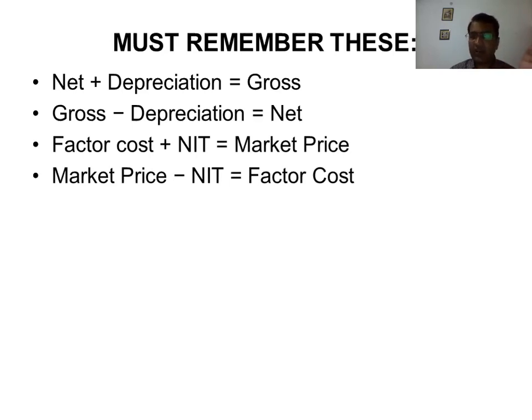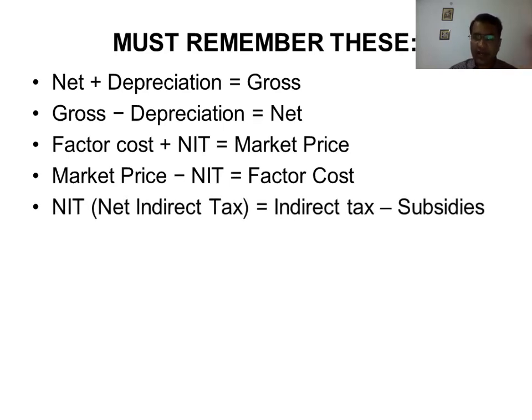It means the difference between factor cost and market price is the net indirect tax. Net indirect tax is equal to indirect tax minus subsidy. Sometimes the indirect tax is given and the subsidy is given, so we calculate the difference between them. The remaining is the net indirect tax.